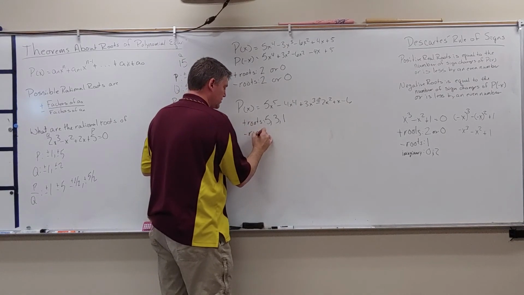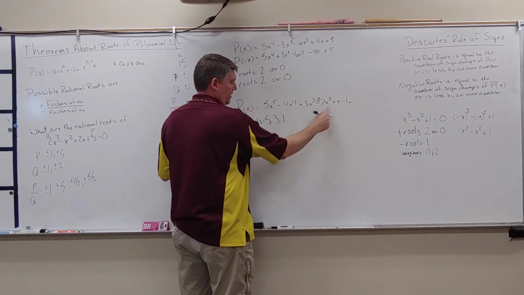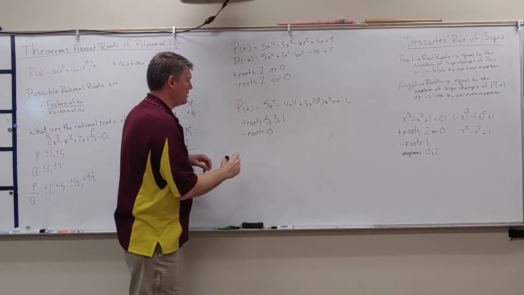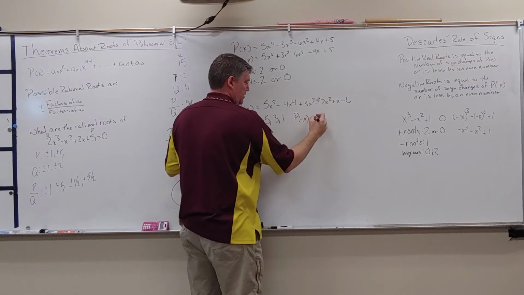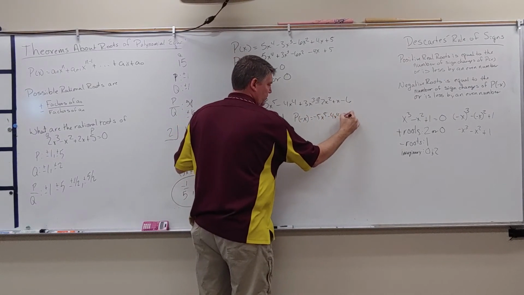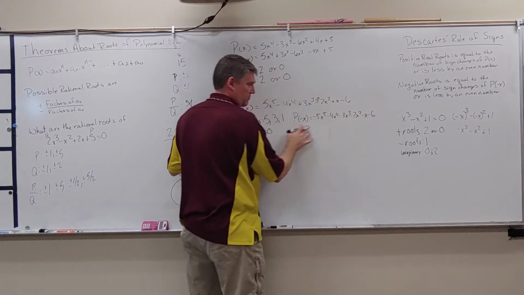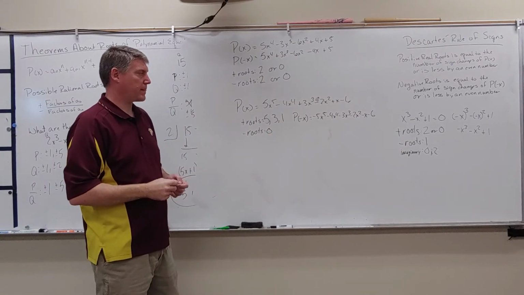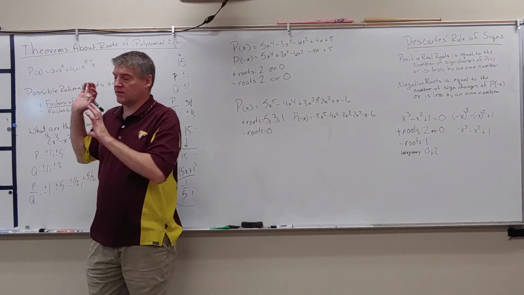So negative roots. So these all become negative. So negative, negative, negative. I would have 0. Right? So if I had p of negative x, this gives me negative 5x to the 5th minus 4x to the 4th minus 3x cubed minus 2x squared minus x minus 6. Right? They're all negative. I would have 0 negative roots. Okay?